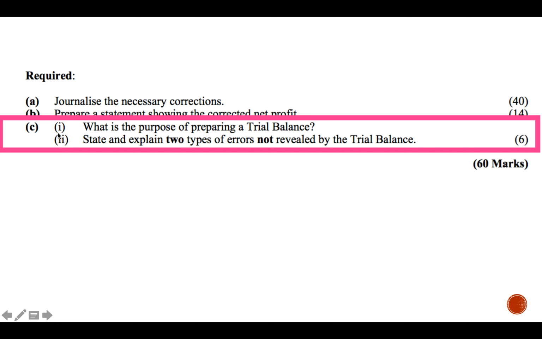Next, in part C, we have a bit of theory to do. So number 1 says, what is the purpose of preparing a trial balance? And then number 2, state and explain 2 types of errors not revealed by the trial balance, and that is 6 marks there altogether.